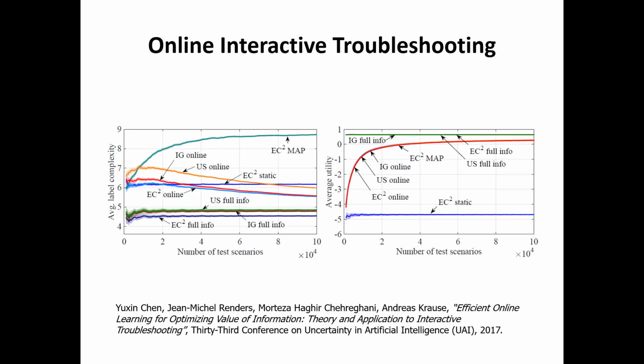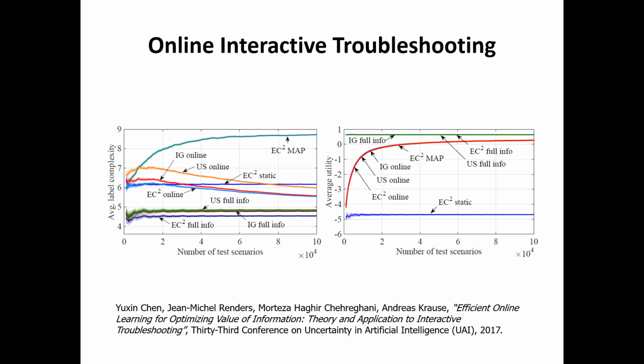And here you see some more detailed results. First, let's look at the right plots, which are about average utilities for different methods. Here we observe that different variants of online methods, either online information gain or online uncertainty sampling or online EC2, yield consistent utilities. And as we perform more problem instances, the utility improves because we obtain more accurate and reliable estimation of the parameters.